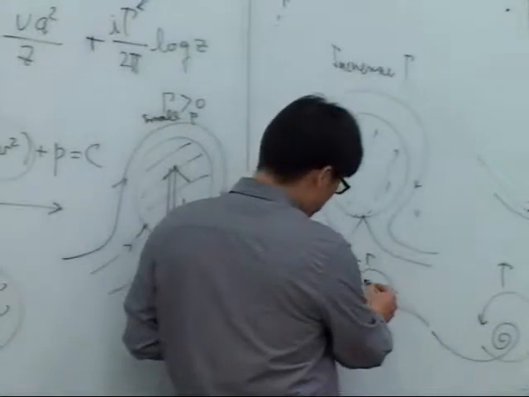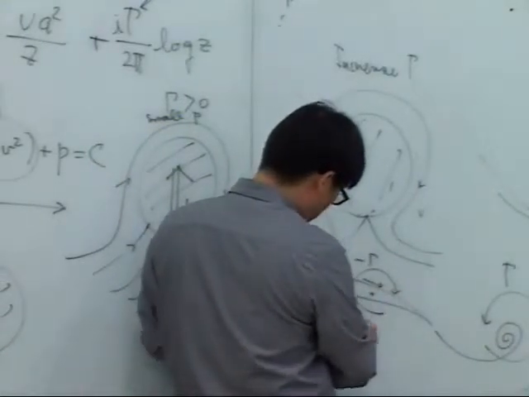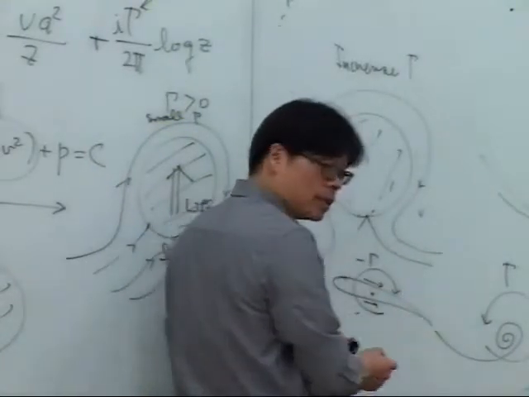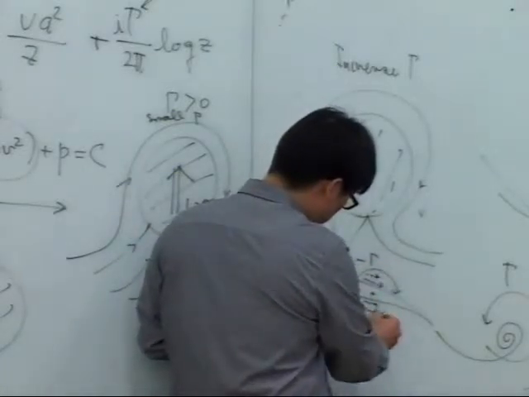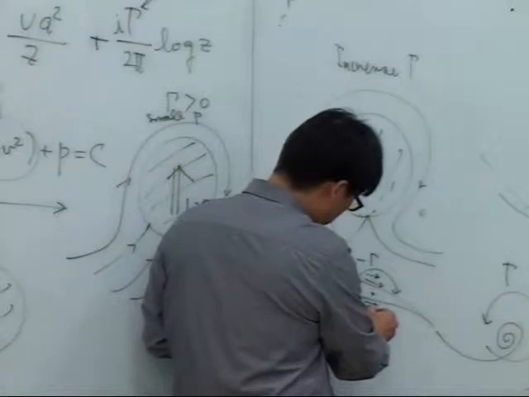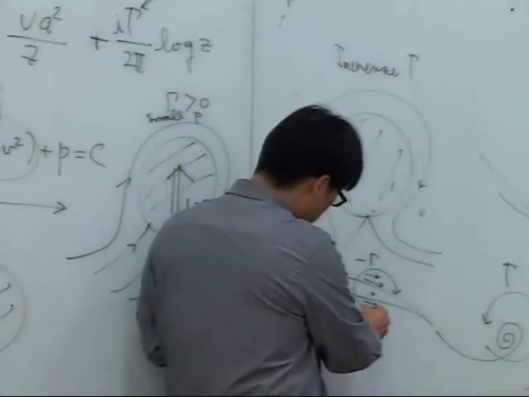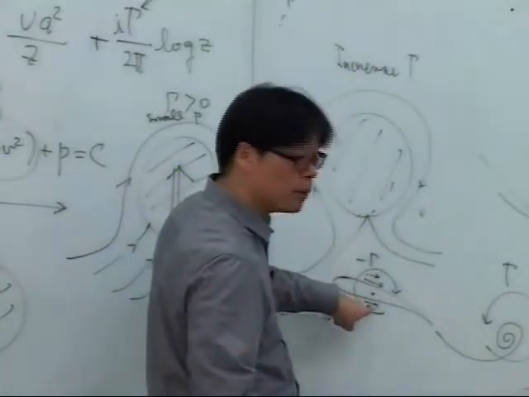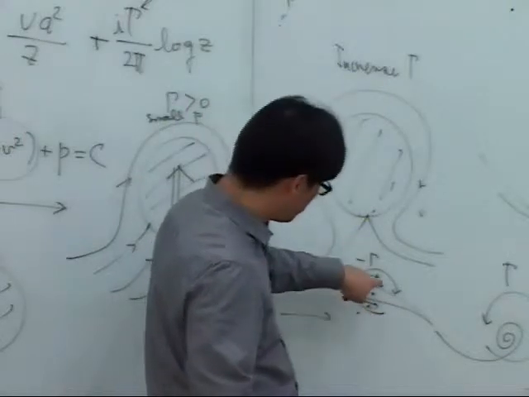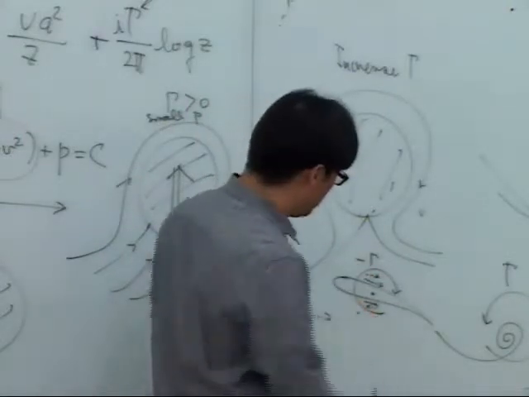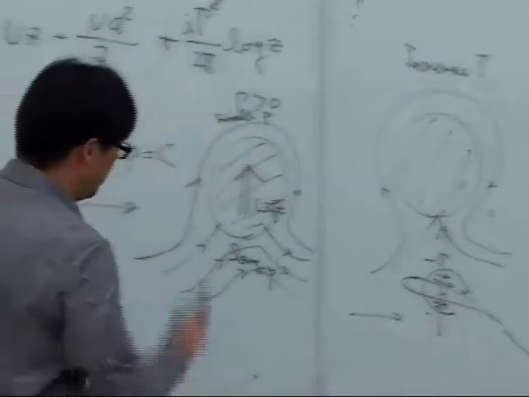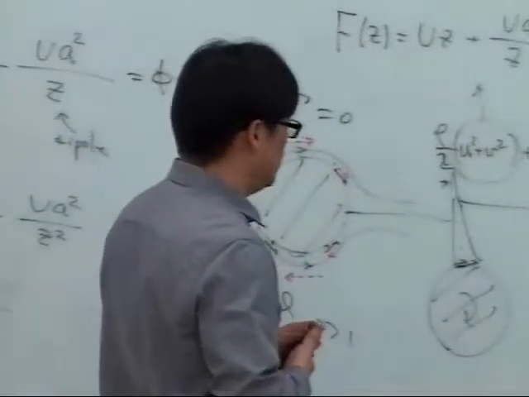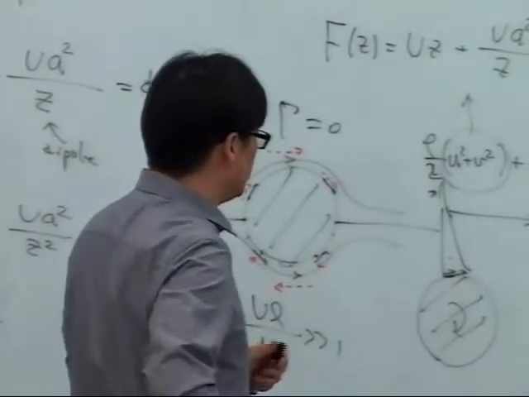Here, you can see the flow due to the body itself. It goes like this. When you add the circulation, then the velocity field due to the circulation is this way. So here velocity increases and here velocity decreases, and then pressure decreases here, increases here. So that's why you have a flow like that. The force in the z direction.